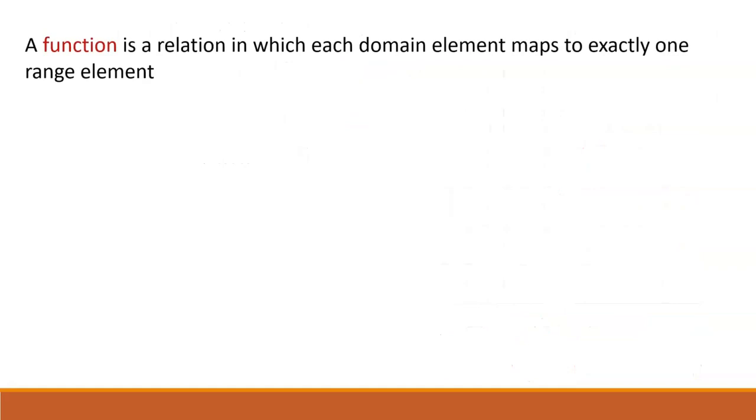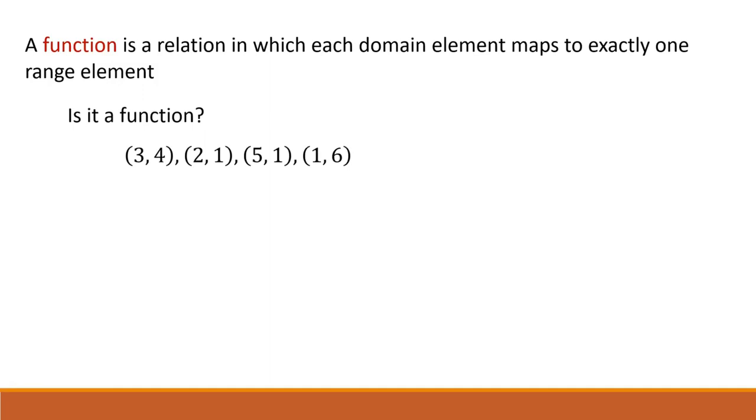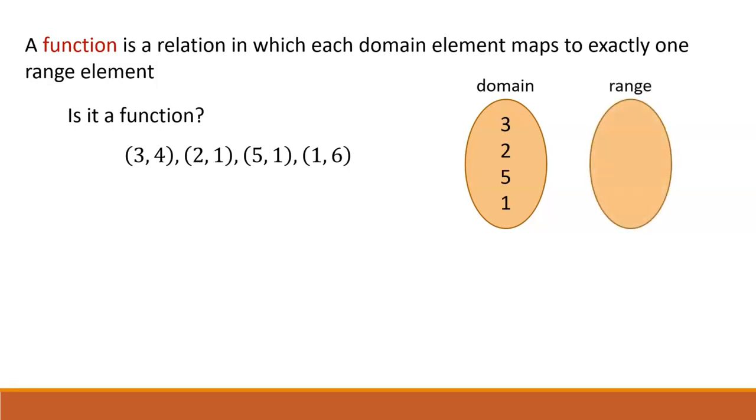Now let's take a quick look at functions. A function is a relation in which each domain element maps to exactly one range element. And there's lots of ways to represent them. We could represent them as ordered pairs, or as tables, or as graphs, or even as equations. We're going to look at a relation that's expressed in ordered pairs and ask ourselves, is it a function? To answer that question, let's look at the domain and range of this relation. The domain is the set of all x coordinates. Those are like input values. And the range is the set of all y coordinates. Those are like output values.